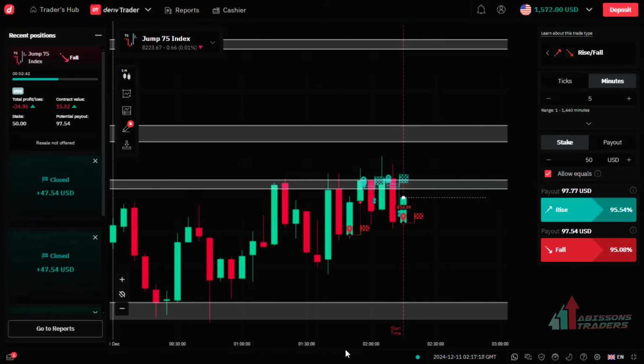Alright guys, as you can see, the continuation entry strategy has failed us again. So I'll wait for the price to come back to the resistance and place another trade expecting the price to reverse again, and see what will happen. Alright, so let's wait and see.